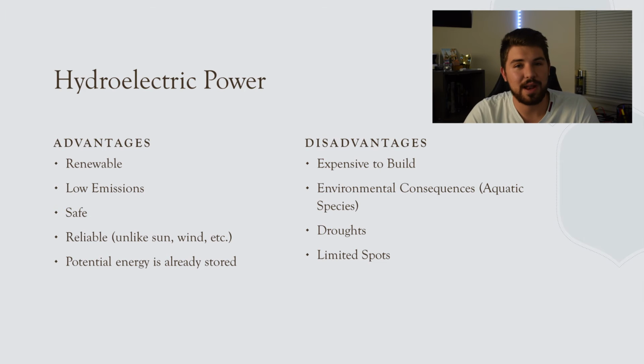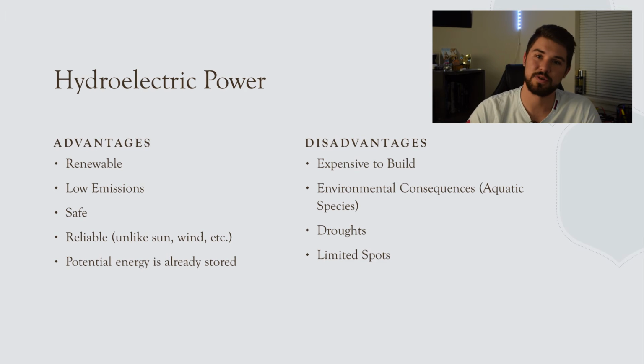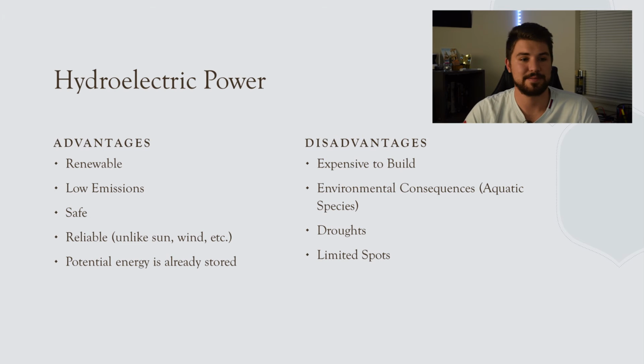Now, it is very reliable, unlike the sun, the wind, or other energies, because, for example, on a cloudy day, you're not going to have the same amount of solar output as you would have on a clear day. And in the winter, you're going to have even less solar output than you do in the summer, because the days are shorter, you get less sunlight. And the same thing goes for wind. If it's a windless day, the turbine is just not going to be spinning, and you're not going to be generating any electricity.